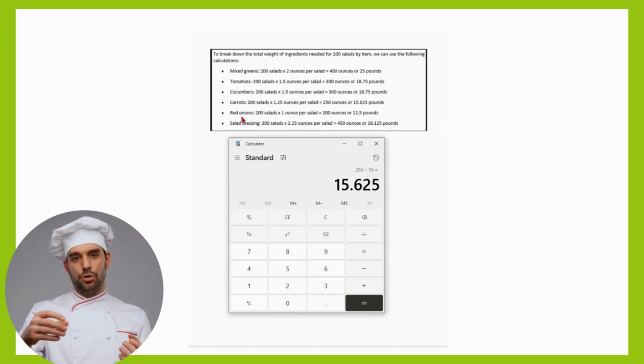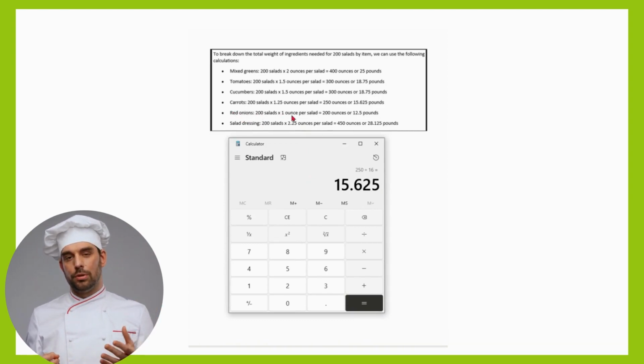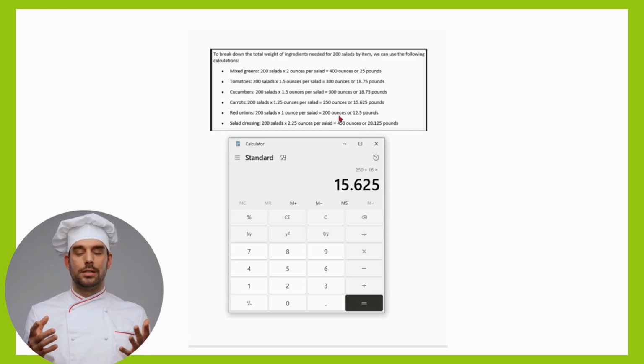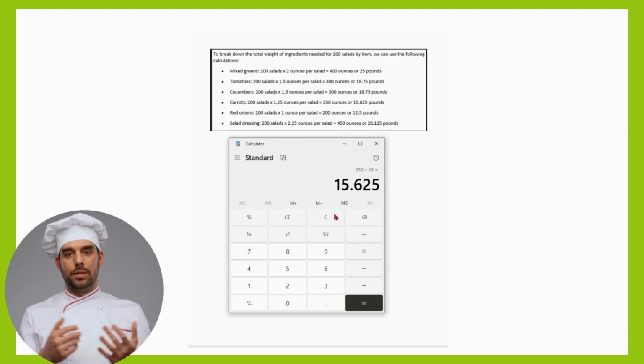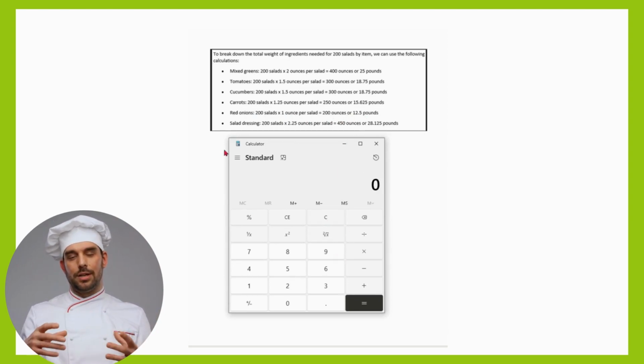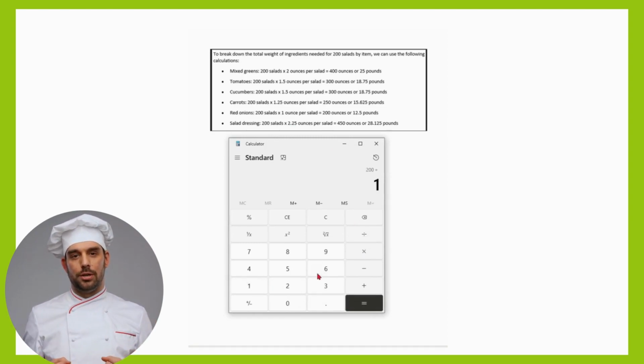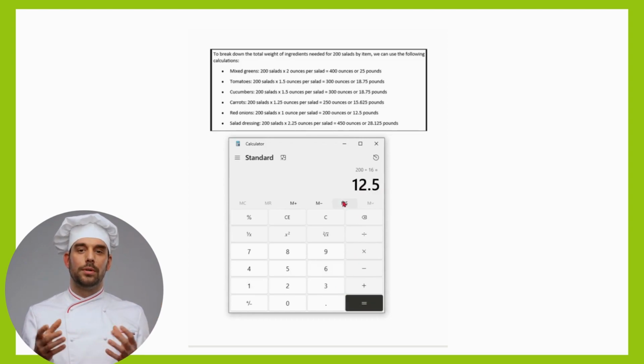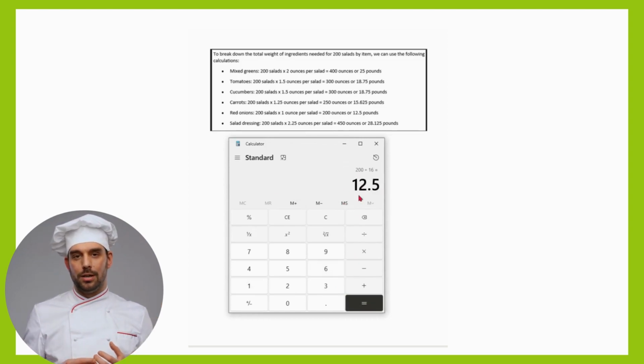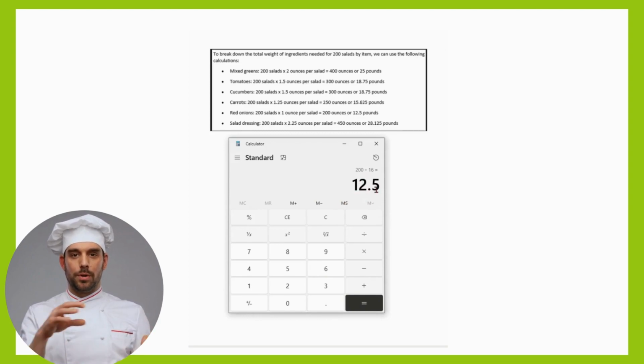Okay, so let's say here, red onions, 1 ounce. Obviously, that's pretty simple. I think you guys can do the math on that. So let's do that again. 200 times 1 is 200 divided by 16. It's 12.50. Okay, so 12 pounds, 0.5. So just go to 13 pounds of red onions.